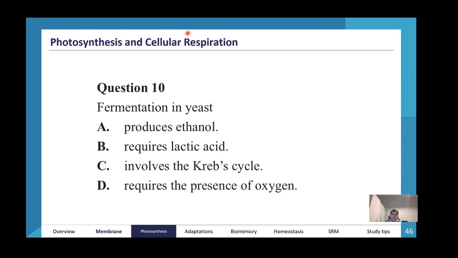How about question 10? Let's look at this for a bit. Fermentation in yeast: A produces ethanol. B requires lactic acid. C involves the Krebs cycle. D requires the presence of oxygen. Which one do you think is the correct answer? Well, of course, A, the fact that it produces ethanol is the correct answer.